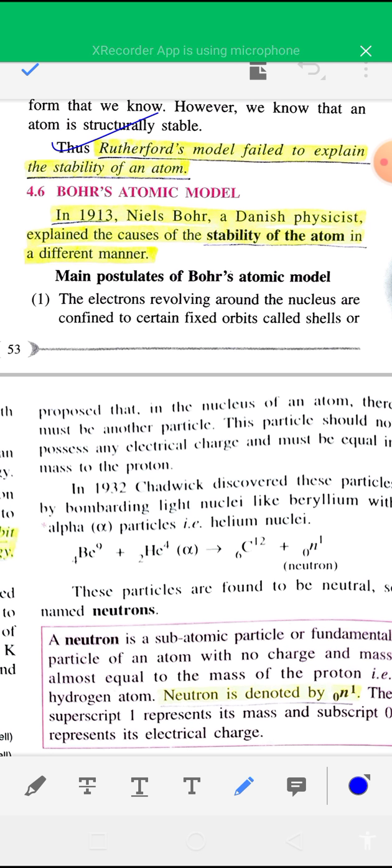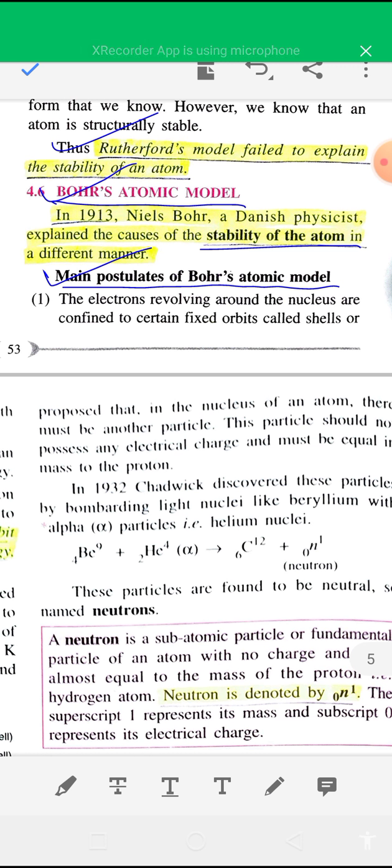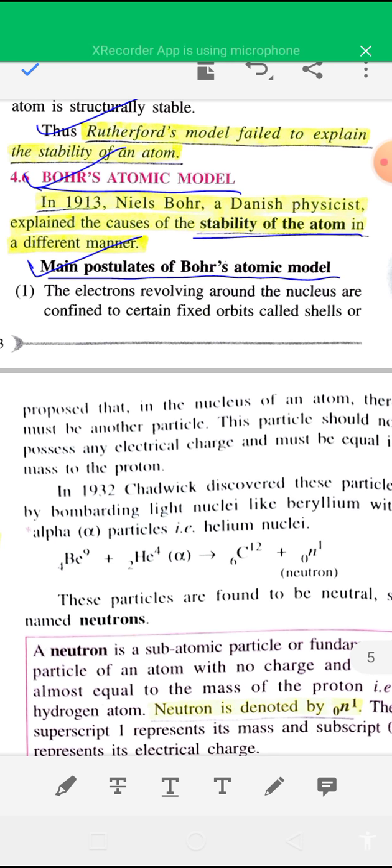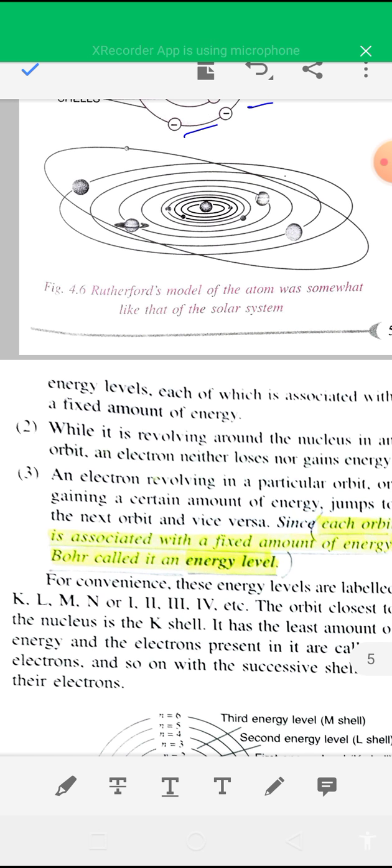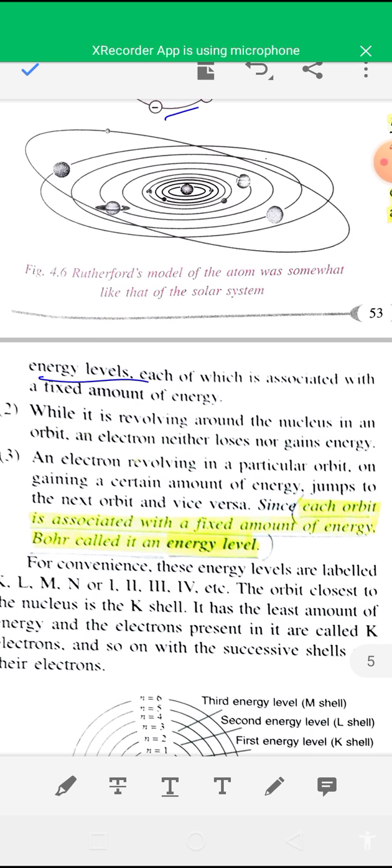Later Niels Bohr gave the Bohr atomic model in 1913. Niels Bohr, a Danish physicist, explained the cause of the stability of an atom. According to the Niels Bohr atomic model, the main postulates are: the electrons revolving around the nucleus are confined to certain fixed orbits, and these fixed orbits are called shells or energy levels, each of which is associated with a fixed amount of energy.